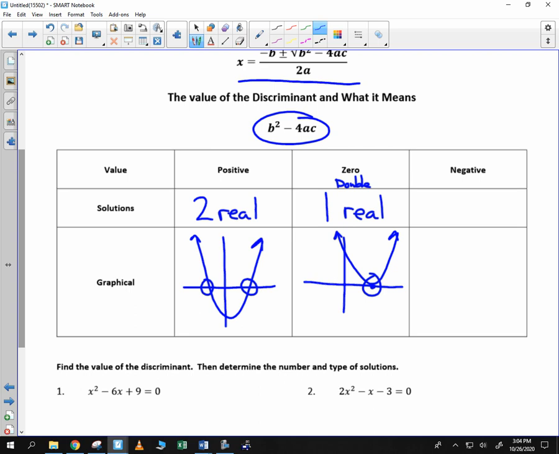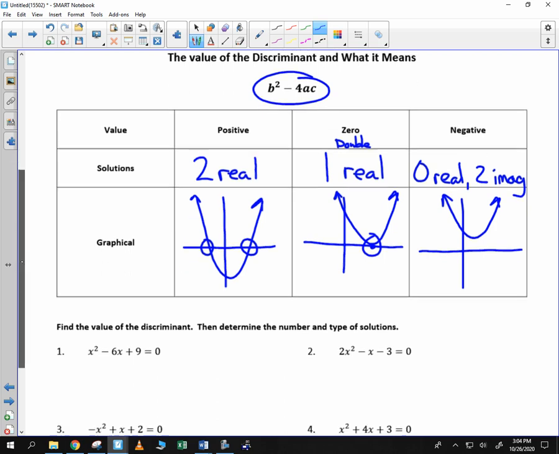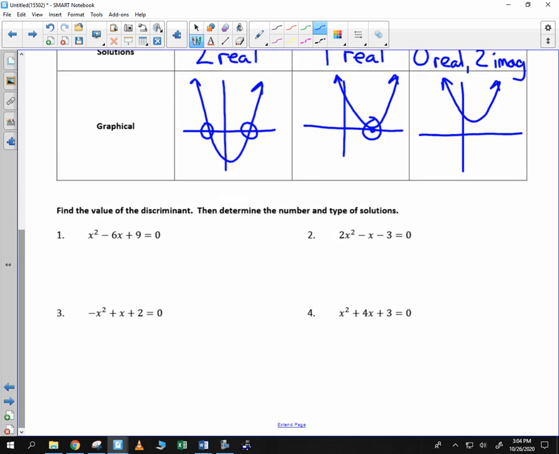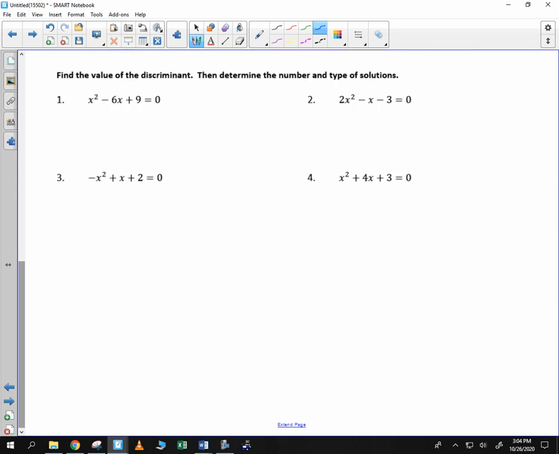And if the value underneath the square root sign is negative, there are 0 real solutions. They're what we call two imaginary solutions. And what that means is the parabola never actually crosses the x-axis at all. See, it crosses the y-axis, but it does not cross the x-axis. So we're not going to graph anything today. I just wanted to build that in because we will talk about it later.